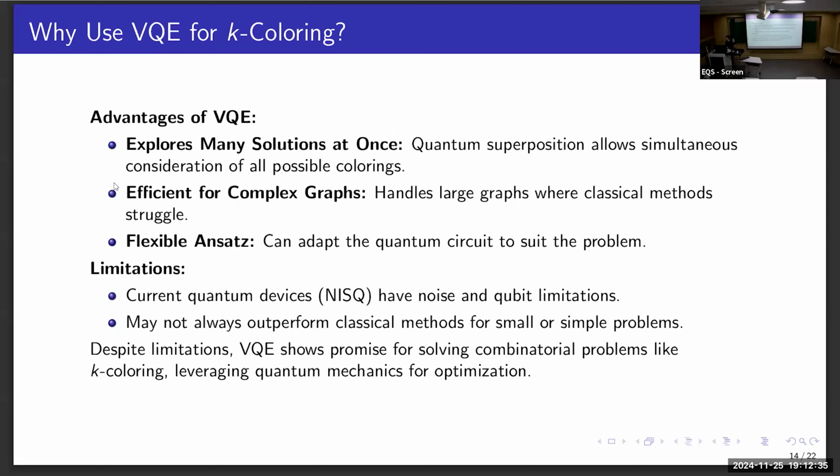So why do we use VQE for K coloring? The advantages are it can explore many solutions at once because it has quantum superposition, and it might be very efficient for large graphs with many nodes, and we can adapt the quantum circuit to suit the problem if we use the ansatz very well. But current quantum devices, NISQ, have noise and quantum limitations, so it might not always outperform the classical way.